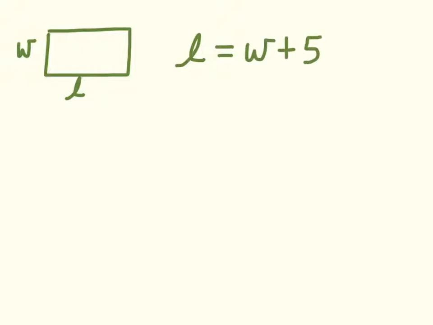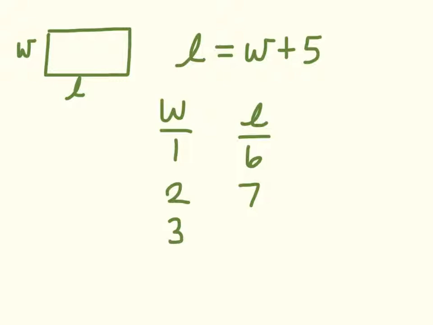So we can have many pairs of values for L and W that will make this equation true. If the width equals 1, then the length will equal 6. If the width equals 2, length will be 7, 3, and 8. A width of 4 gives us a length of 9, and so on and so forth. From this, we can see that the length is dependent on the width. So the width is the independent variable, and the length is the dependent variable.